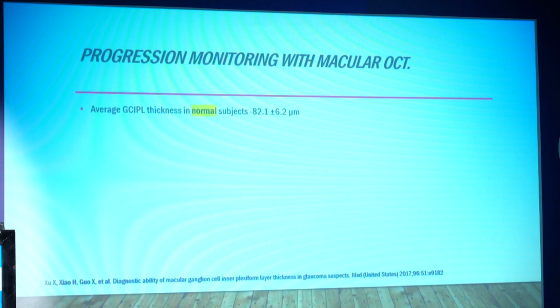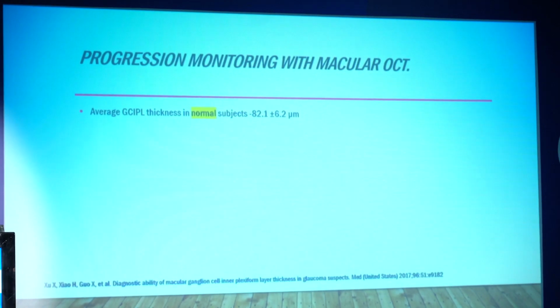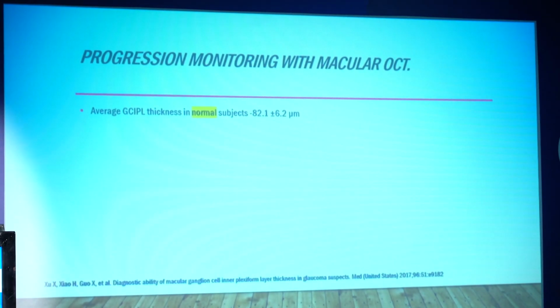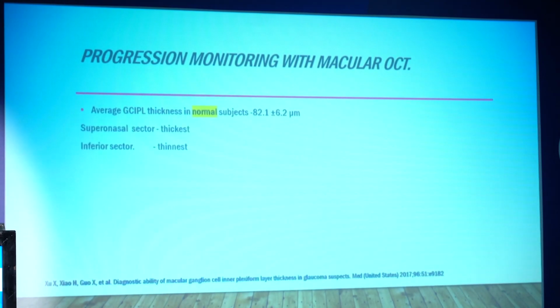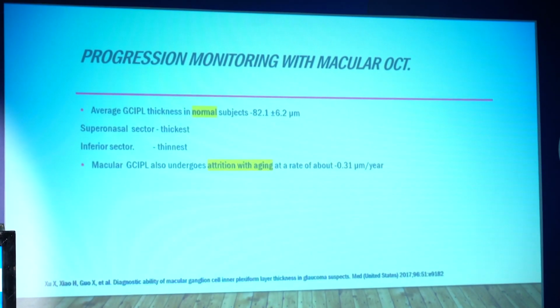So for progression monitoring with macular OCT, we have to remember that the normal value is around 82. Now these are just guidelines I'm giving. They're not absolute, but you have to use them to assess the progression in a patient. So the supranasal part is the thickest, and the macular GCIPL will decrease at the rate of around 0.31 per year. That is a normal attrition with aging.